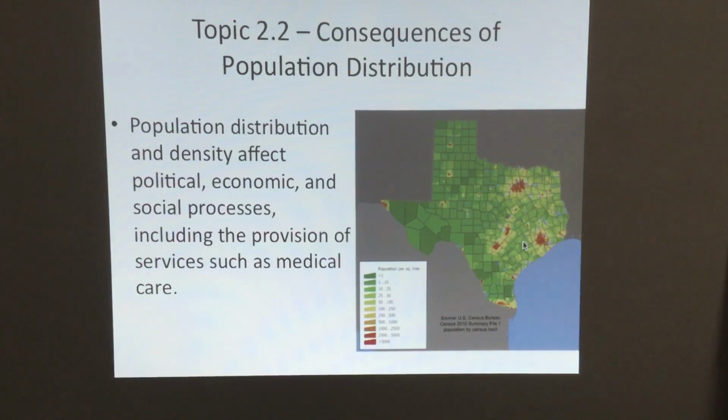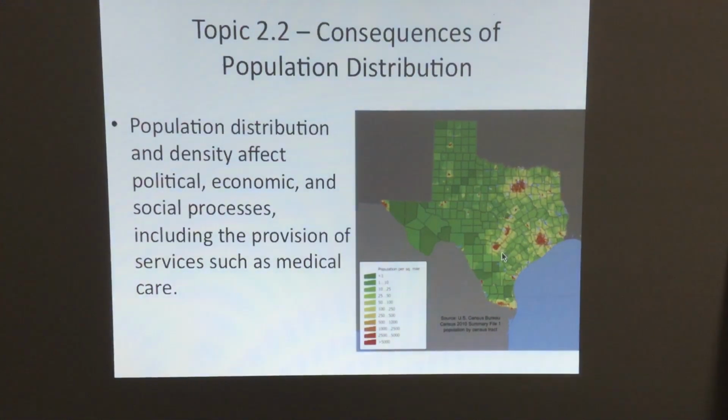So topic 2.2 is consequences of population distribution. This comes straight from College Board. Population distribution and density affect political, economic, and social processes, including the provision of services such as medical care. So I have a picture of a map of Texas. This is organized by county, but it shows you the population density in all parts of Texas.